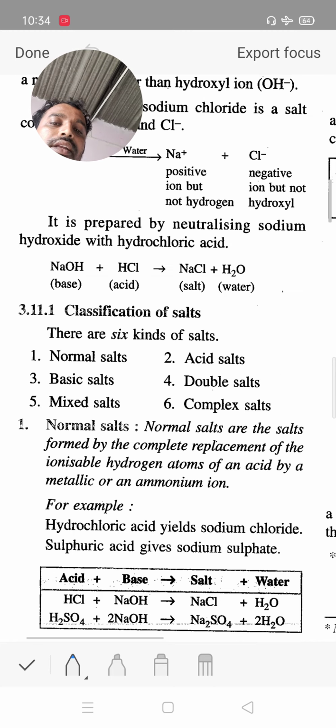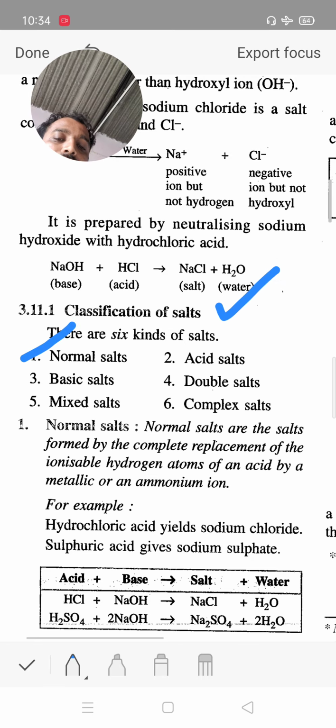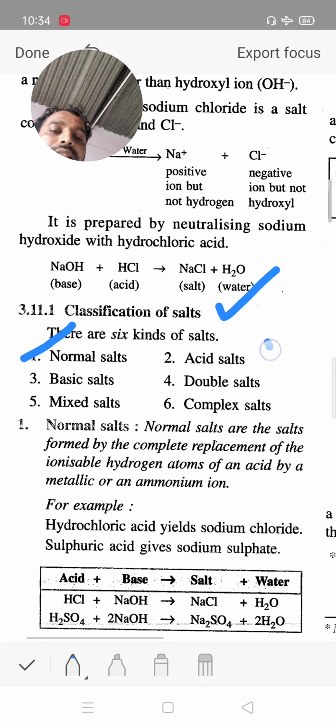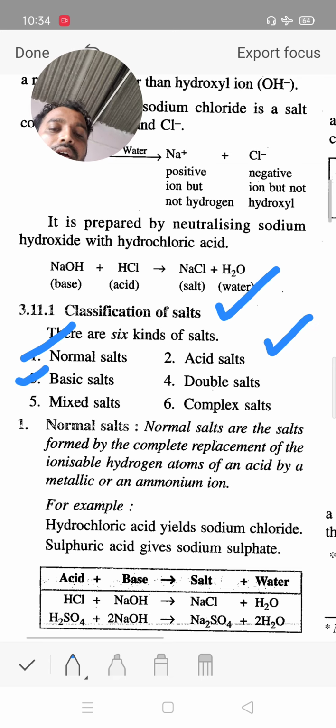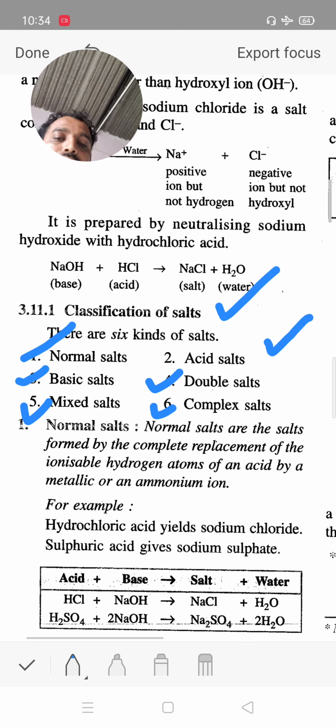There is a total classification of salt, 6 types. First one is normal salt. Second one is acid salt. Third one is basic salt. Fourth one is double salt. Fifth one is mixed salt. And sixth one is complex salt. Now we discuss normal salt, acid salt, basic salt, then mixed salt and double salt.